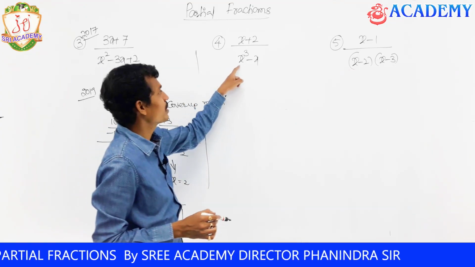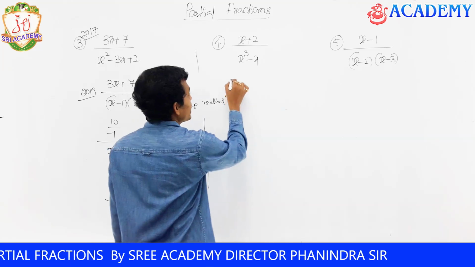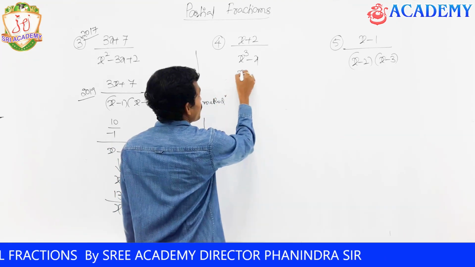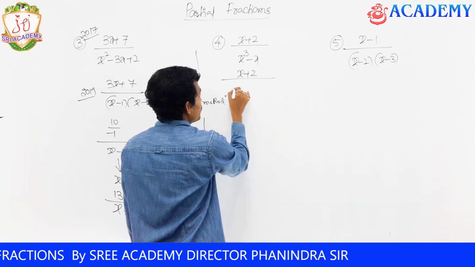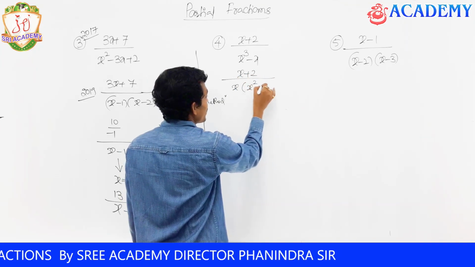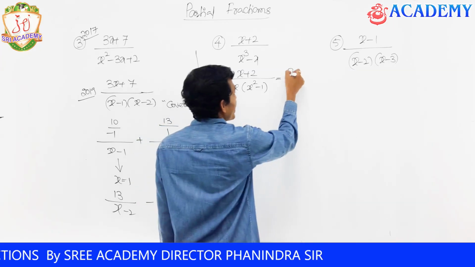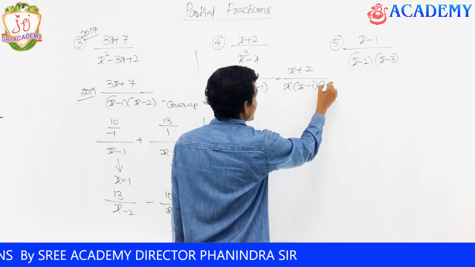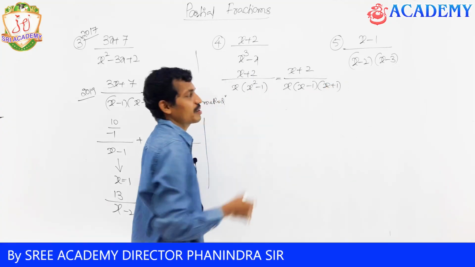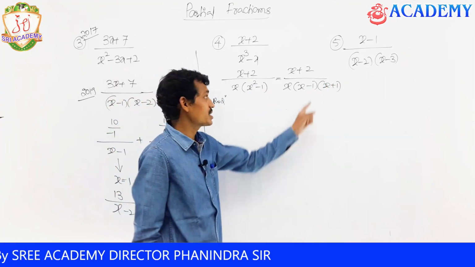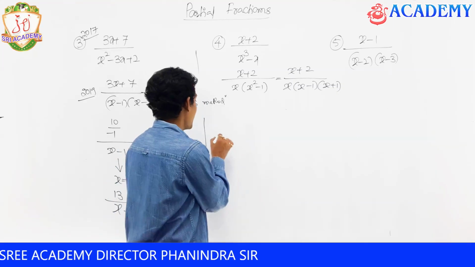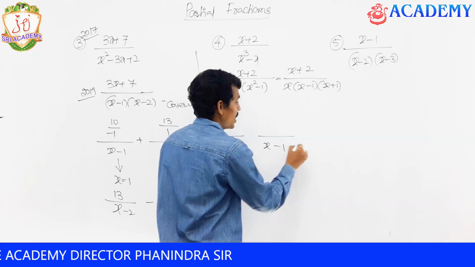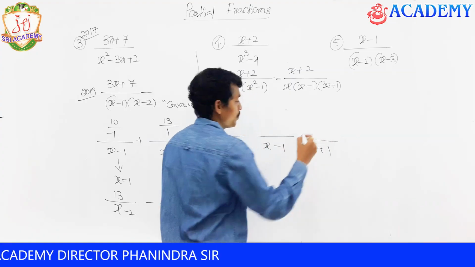Once again I will use this one only. But here in the denominator x cube minus x is there. That's why I am taking x common. The numerator is x plus 2 divided by x into x square minus 1, which I can write as x plus 2 divided by x into x minus 1 into x plus 1, because x square minus 1 is x minus 1 into x plus 1. Now we have three factors: x, x minus 1, and x plus 1.